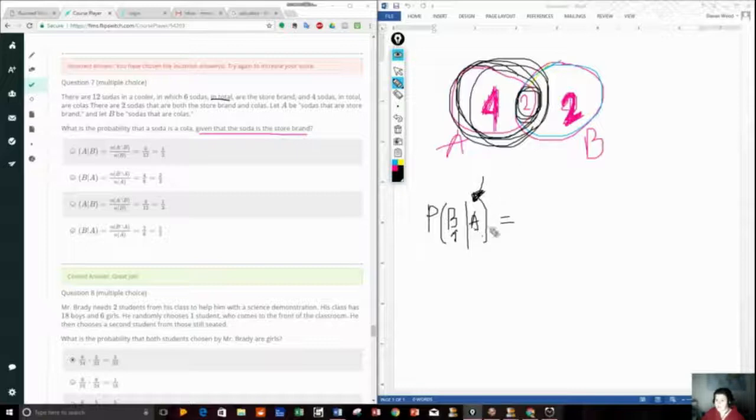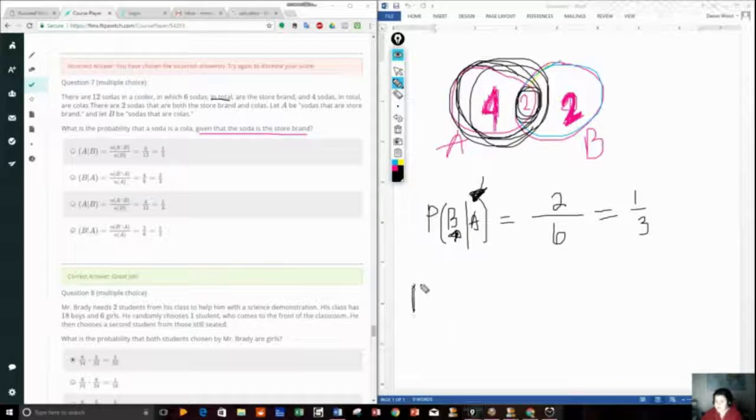So how many choices do I have if I am restricted to just A's circle? Well, I have 6 just in A's circle. And then how many ways can I pick that it was a cola? Well, there's 2 ways out of A's circle to pick it, which is 2 out of 6, and that reduces to 1/3. So that's how I would use a Venn diagram.